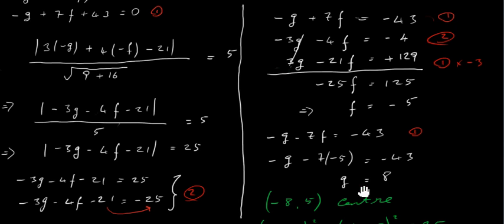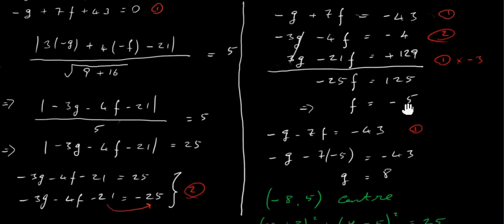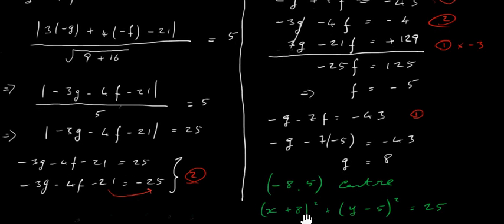I've got f as minus 5, I've got g as 8. So f is minus 5 and g is 8. Now remember, our center is minus g, minus f. So minus g is minus 8, minus f is plus 5. Stick those into the equation of a circle formula. So it's x plus 8 all squared plus y minus 5 all squared is equal to 5 squared, or r squared, which is 25. That's the equation of one of our circles.